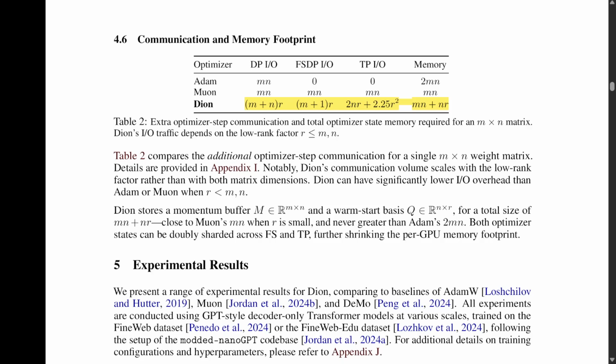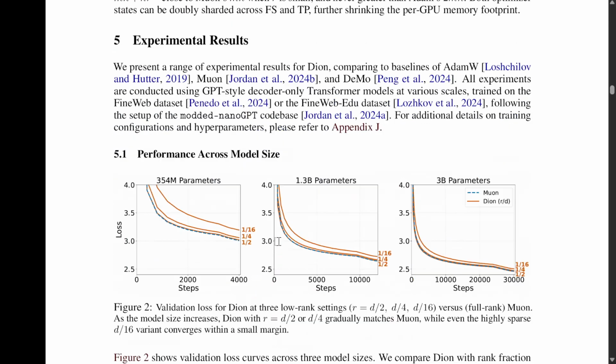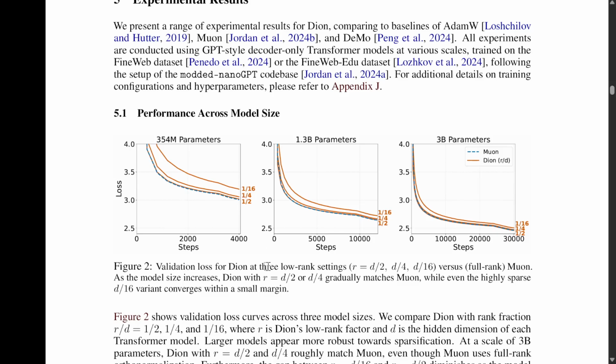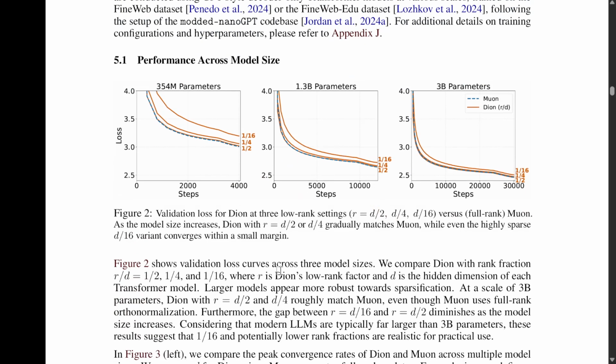And lastly, that hyperparameter transferability, did the experiments confirm that benefit? They did. Figure 4 in the paper specifically shows that the optimal learning rates found for Dion were almost identical across all the different model sizes tested. This provides strong empirical evidence that it inherits that excellent hyperparameter transferability from Muon, which, again, is a huge practical plus for anyone training these models.